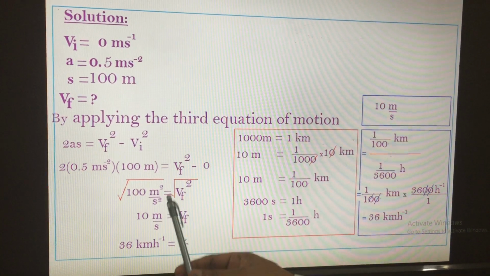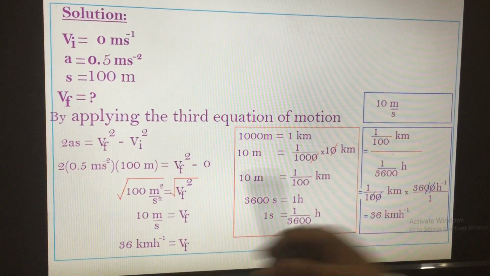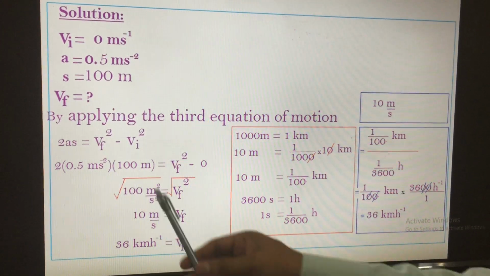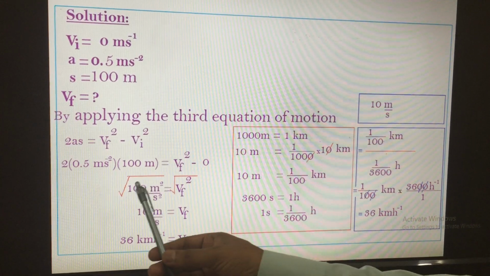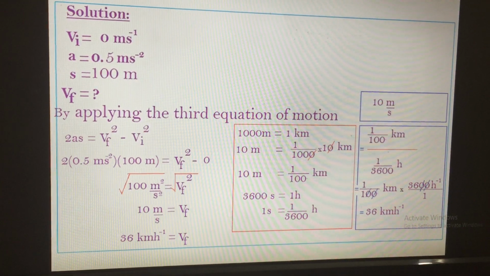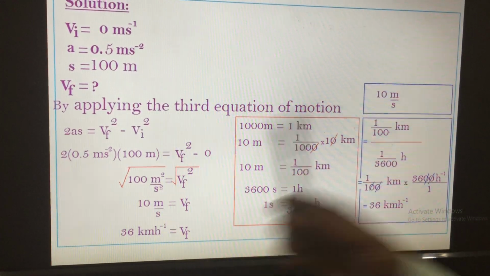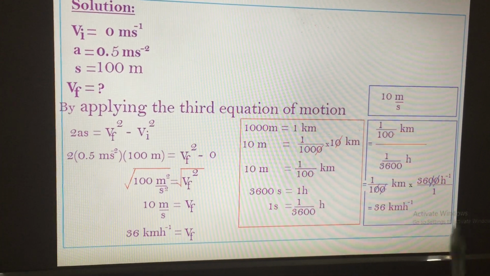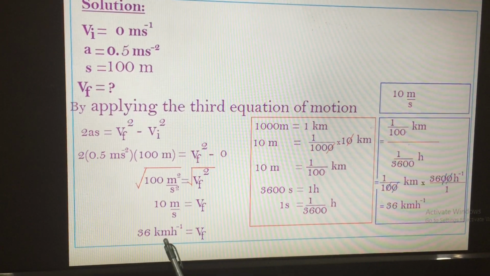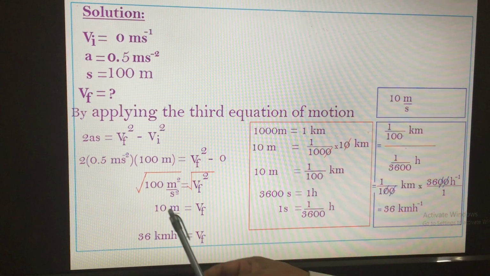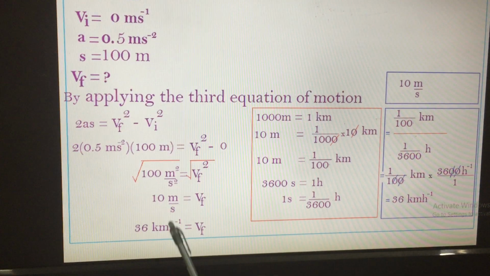So when you take the square root here and here, the square root and square cancel. We will be left with vf. This square will cancel, this square will cancel, you will have meter per second, right? And when you take the square root of 100, we will get 10. So our final velocity is 10 meter per second, right? But you are asked to show your final velocity in kilometers per hour. So how will you change your 10 meters into kilometers, and how will you change 1 second into hours?